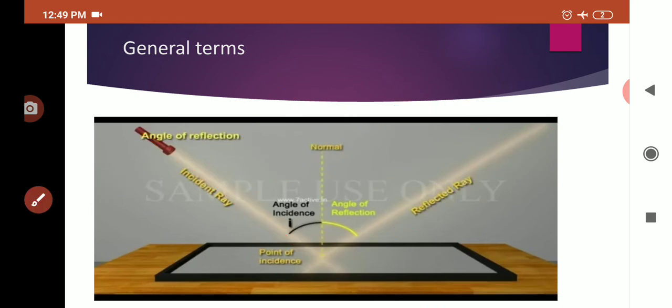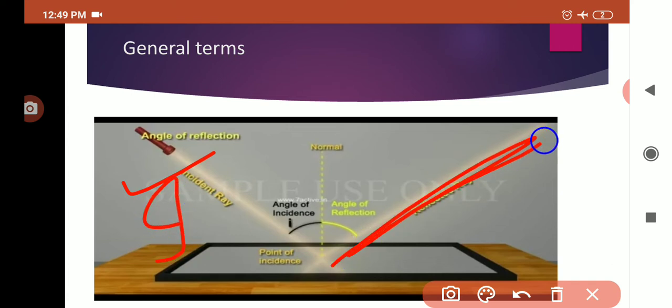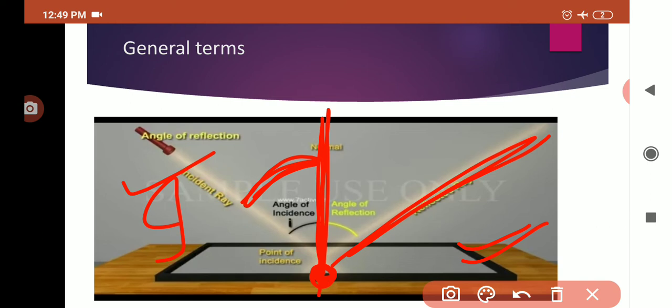So these were some of the general terms. Incident ray is the incoming ray. The incoming ray is always known as incident ray. The bounced ray is known as reflected ray. The perpendicular ray is known as normal, and all these three rays meet each other at the point of incidence on the mirror. Okay, and the angle subtended by the incident ray and the normal is known as angle of incidence, and the angle subtended by the reflected ray and the normal is known as angle of reflection. So angle of incidence is basically denoted by i and angle of reflection is denoted by r.